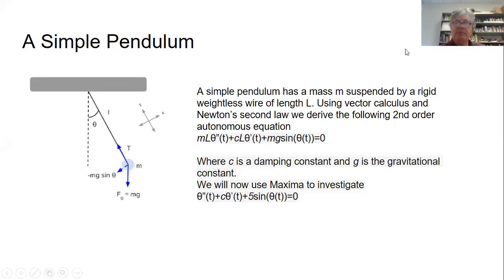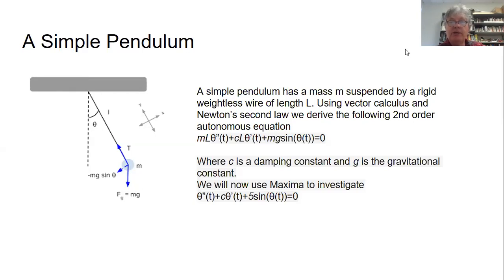So here's my example that I'm going to investigate the phase plane with, and it's the idea of the simple pendulum, where you just have a single mass m suspended by a rod of length L. You've probably done this in physics, where just using vectors and Newton's second law, you can derive the second order autonomous equation mL theta double prime plus cL theta prime plus mg sine theta equals 0.